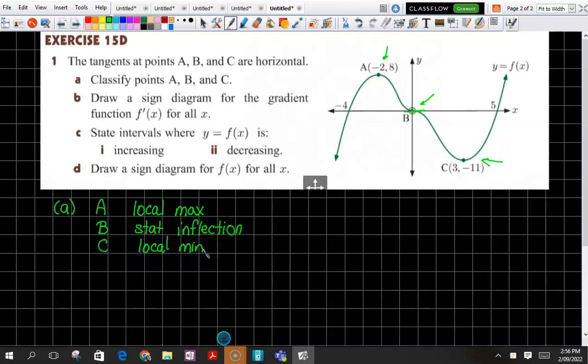Thank goodness. Okay, draw a sign diagram for the gradient. How are we meant to draw a sign diagram for the gradient? I don't have to find the equation. What I know is at what points on that graph is the derivative equal to 0?